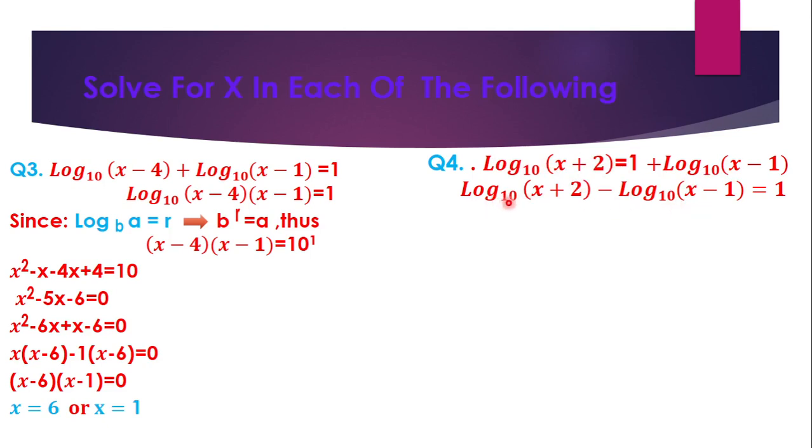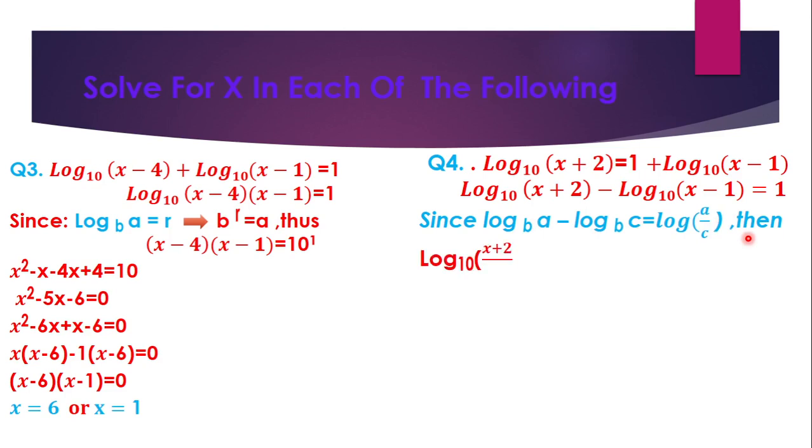Again, you know that when you are subtracting two logs of the same base, you can divide them, and this is the property I am trying to remind you of: if we have log of a base b minus log of c base b, we can use just the common log, which is log base b, and then we divide them. So what we are going to get when we apply this is x plus 2 as our numerator divided by x minus 1, and the log of this expression base 10 is equal to 1, right?